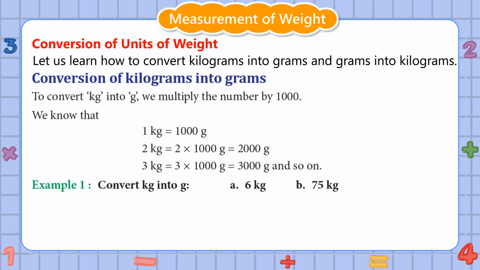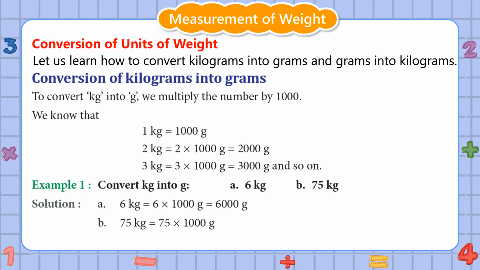Example 1. Convert kilogram into gram. A. 6 kilograms. B. 75 kilograms. Solution. A. 6 kilograms is equal to 6 multiply 1000 grams. It is equal to 6000 grams. B. 75 kilograms is equal to 75 multiply 1000 grams. It is equal to 75,000 grams.